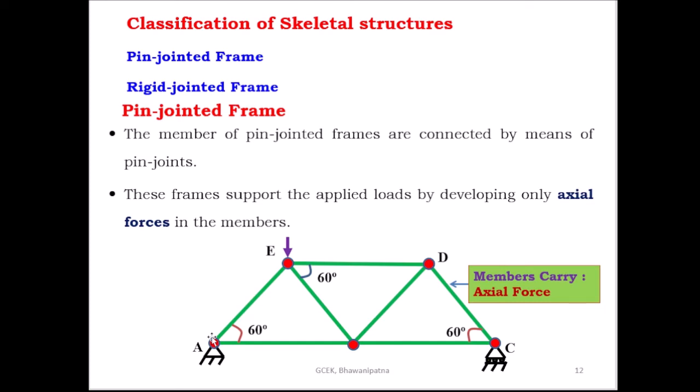In the case of a pin jointed frame, the frame supports the applied loads by developing only axial forces in the members. This is the applied load. Whatever force is acting on the truss is resisted by the members, through the axial forces developed in them. So the members carry only axial force in a pin jointed frame. This is the resisting force to the applied load.